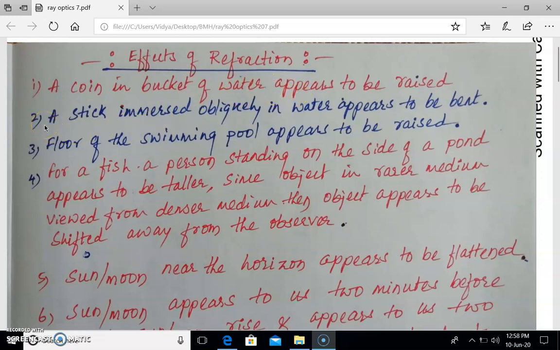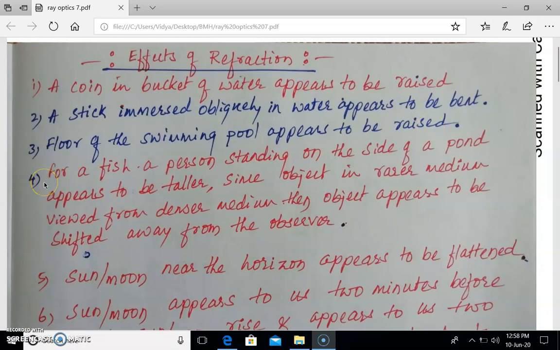Second, a stick immersed obliquely in a water trough. The stick appears to be bent at the interface. A stick immersed obliquely in water appears to be bent at the interface. The third one, the floor of the swimming pool appears to be raised due to normal refraction.